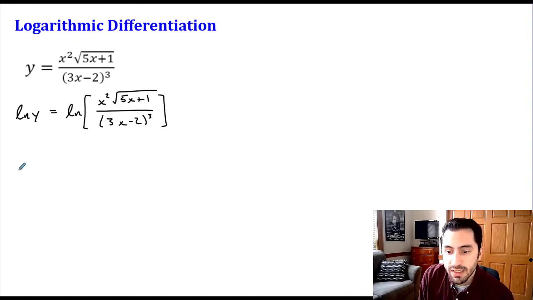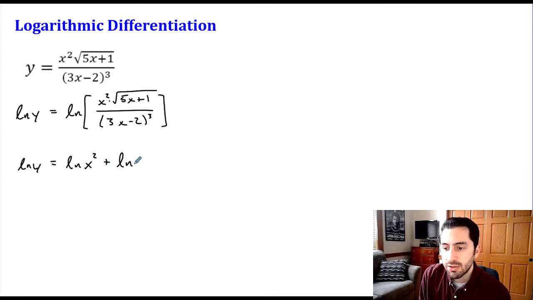So on the left-hand side, we still have our natural log. And now expanding this on the right-hand side, wherever there's multiplication, we can use our product rule for logarithms. And then there is the one piece of division, so that's going to be the quotient rule. So we get the natural log of x squared, and now product rule, plus the natural log of the square root. And then our quotient rule, we're going to subtract the natural log of 3x minus 2 quantity cubed.